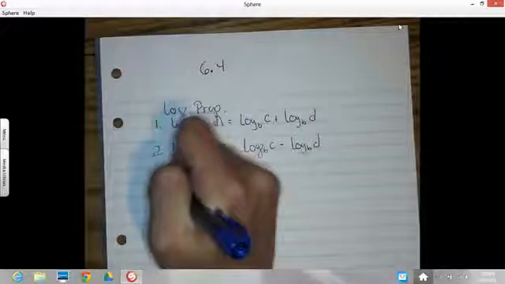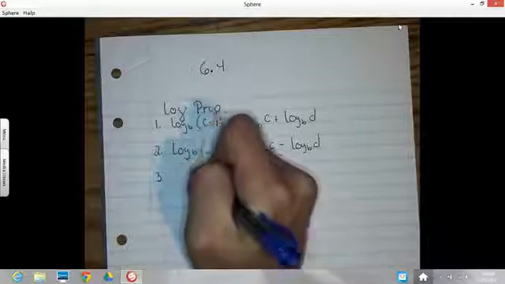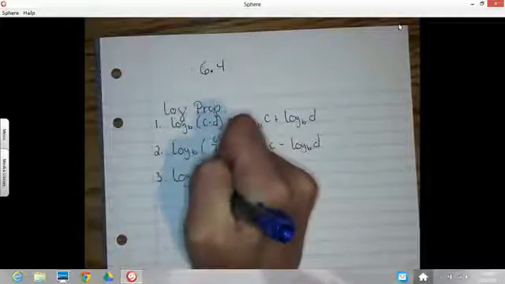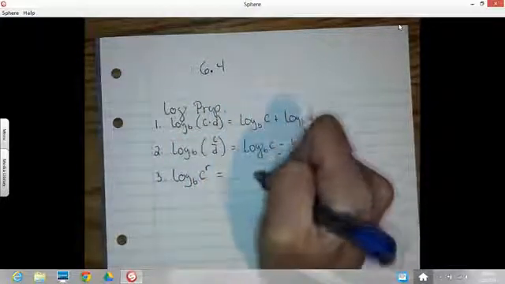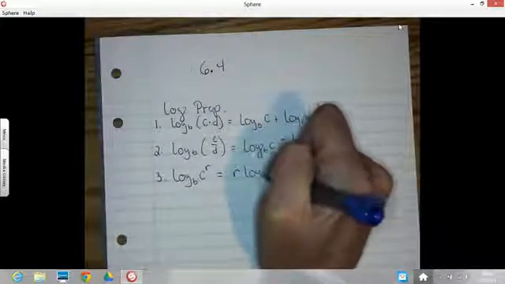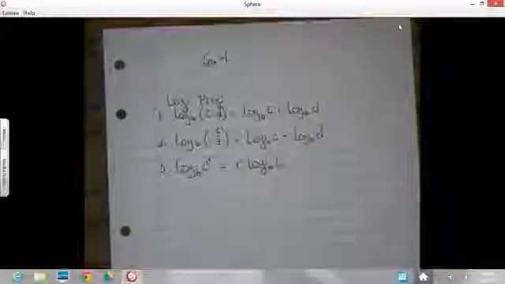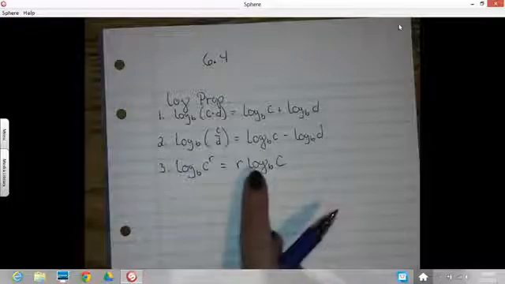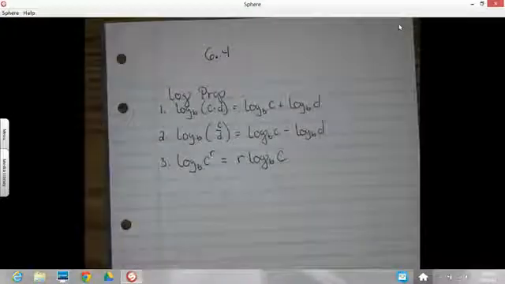And the third one, the power rule, the exponent one, where the exponent comes down as a multiplier, log base b of c to the r power. The property says the exponent can come down as a multiplier, so it's r times the log base b of c. I told you these were true for natural logs, and we've been using them. In this section, the author wants you to be able to prove that those properties are true.